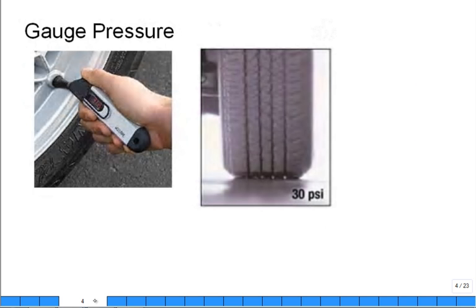Gauge pressure. A lot of people have tires on their automobiles, tires on their bicycles, tires on their motorcycles, whatever, and you keep them inflated. They're a pneumatic tire that's air pressure, and so you have a gauge typically used. Here's a little digital display for a gauge in my pocket. I have a traditional pencil-type tire pressure gauge. I'm going to pass it around in a minute.